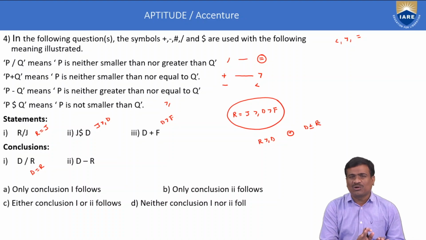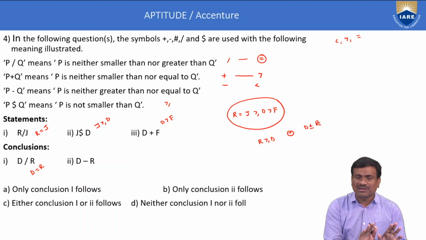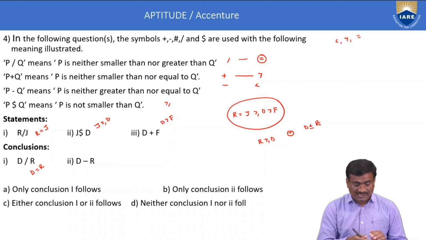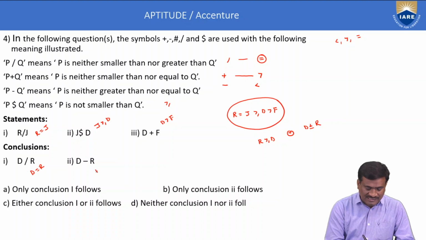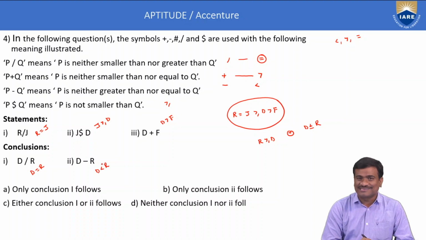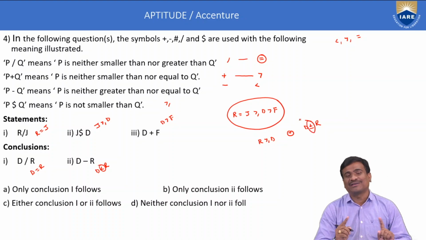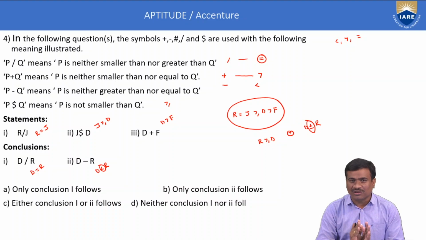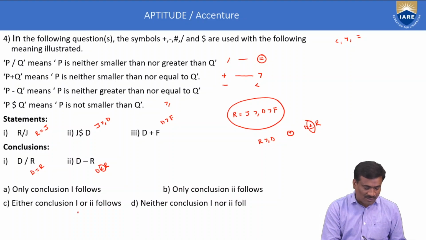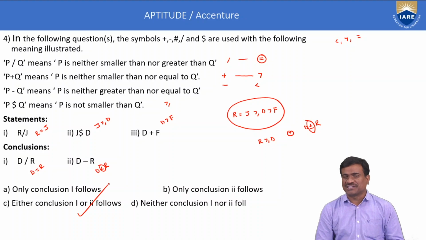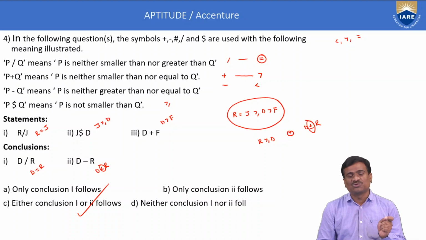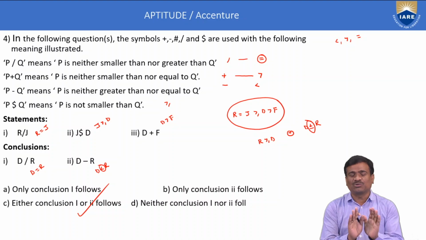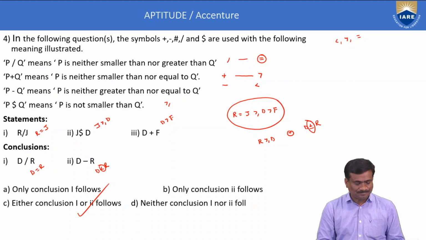But only equality is not possible. Statement 1 alone is not possible. Next, D minus R. Minus indicates less than, that is D less than R. Less than is possible, equal to is possible, so less than or equal to. Either of the statements is possible, alone is not possible. So the answer is option C only correct. Either conclusion 1 or 2 follows. This is about statements and conclusions. Important concept, important only logic. There are no formulas here.